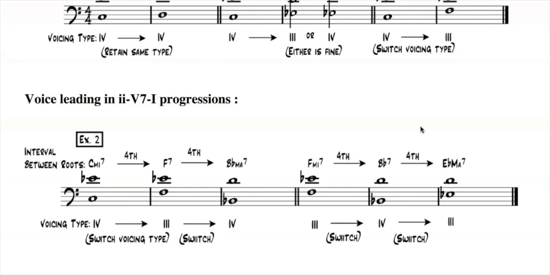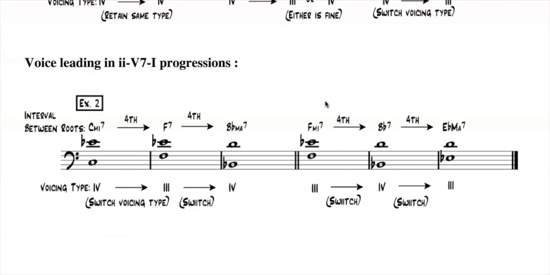This last part, the fourth distance from one root to the next, is really important, because the most common chord progression in all of jazz is the 2-5-1 progression. So it will be worth our time to take a closer look at the 2-5-1 progression. Here in example 2, we have 2 different types of 2-5-1 progressions, one which starts on a type 4 and one which starts on a type 3.